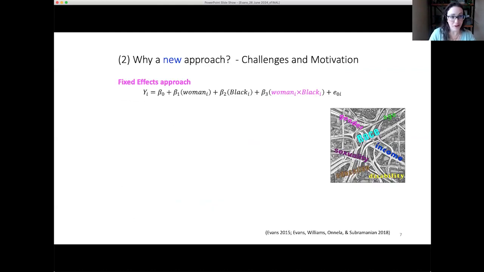So question 2, why on earth do we need a new approach? It seems like we have methods that would do this already. It's not actually that complicated. We're just calculating some average differences here. So another term I'll use is fixed effects approach. So the conventional approach, I will also call this the single level regression model approach.